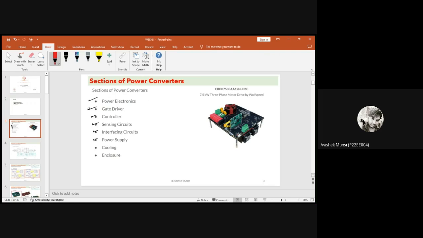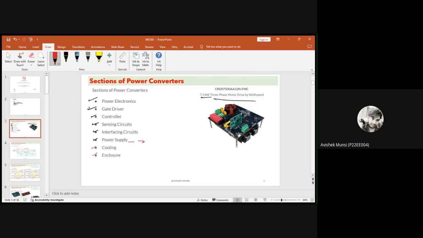And power supply. Suppose this is a figure of a three-phase motor drive by Wolfspeed for 7.5 kilowatt. In a three-phase motor drive, definitely a three-phase power inverter is there. And for the three-phase inverter, you have to give a power supply. For the power supply, we definitely use a DC converter for SMPS purposes, for a switch mode power converter. So basically in most cases we use a flyback converter.